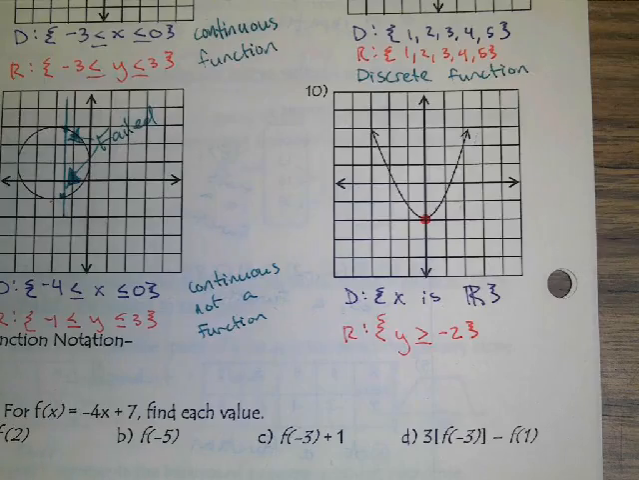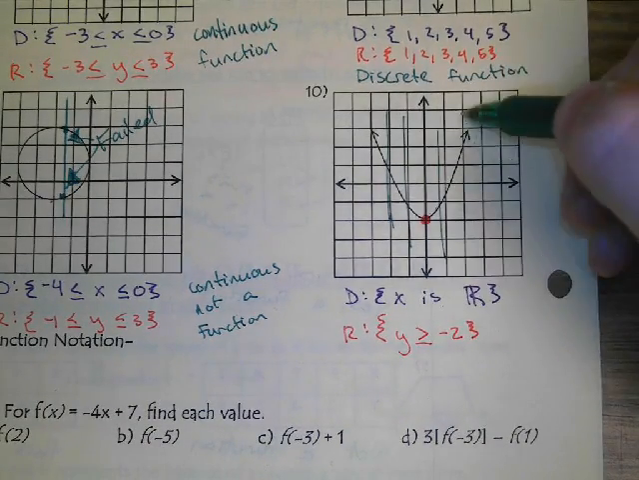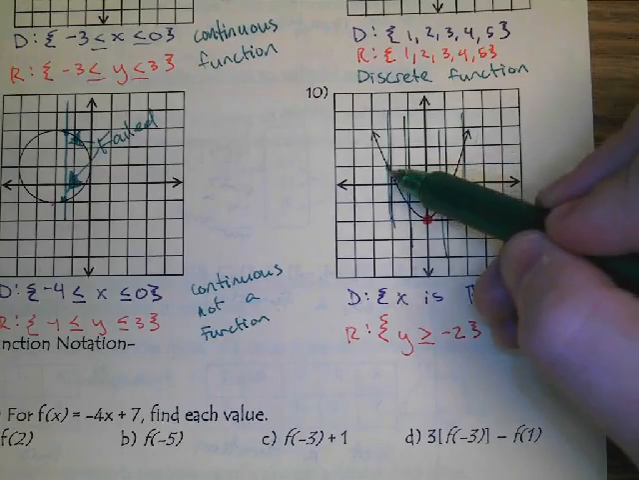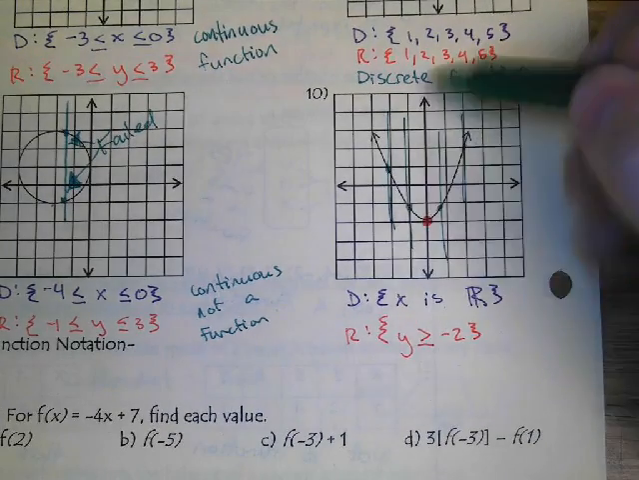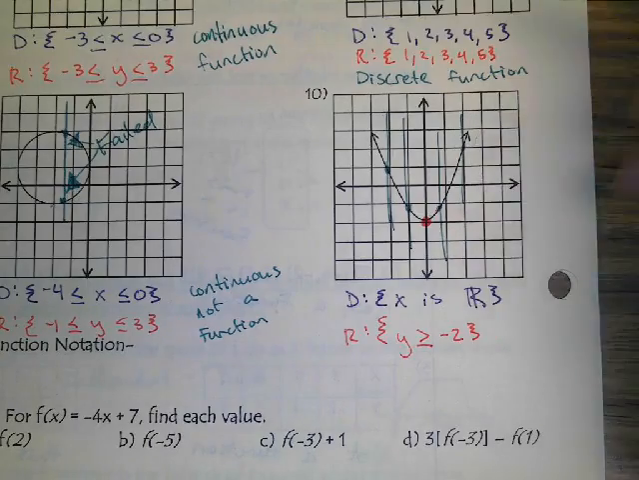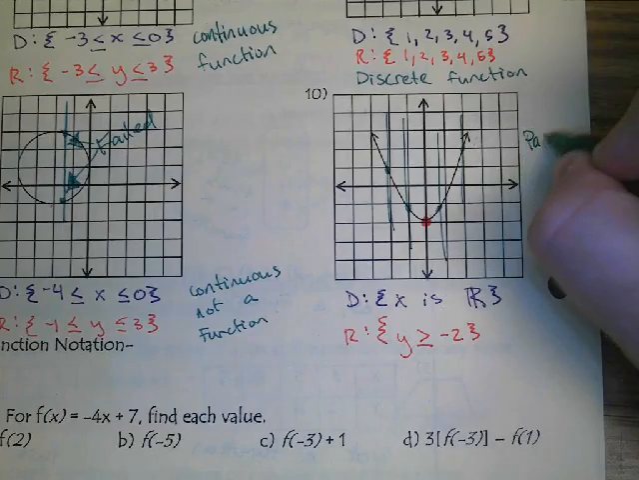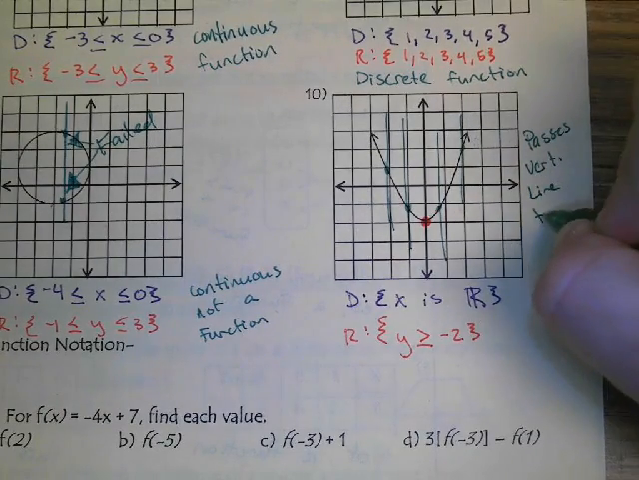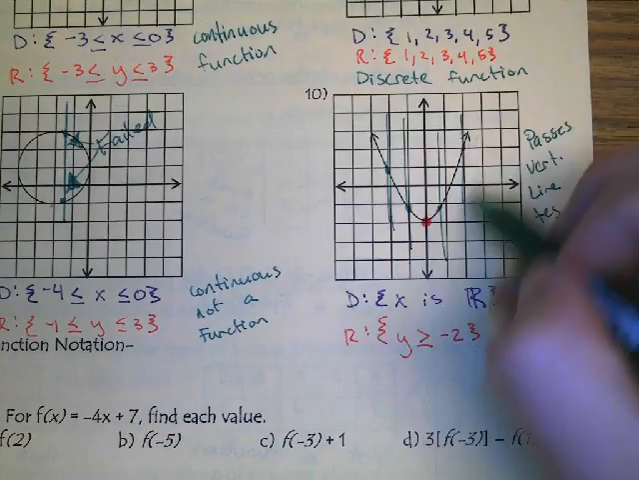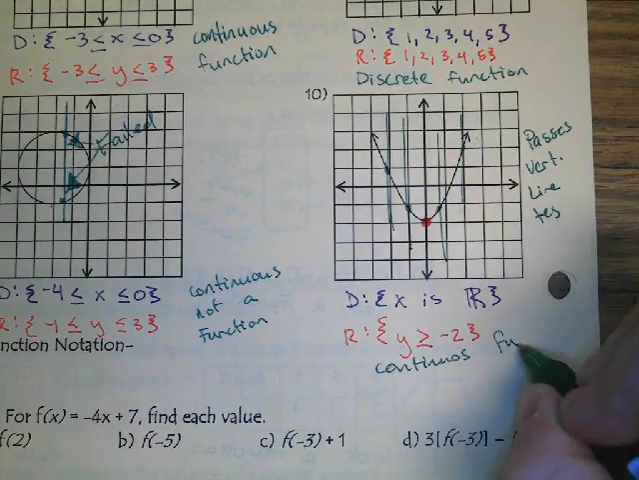Now, does it pass our vertical line test? Well, if I drew vertical lines, does it ever touch the graph twice? No, it only touches once there, once there, once there, once there. So no matter where I draw a vertical line, at any point, anytime I draw a vertical line, it only passes once. So we can say it passes. So it is a function, and it's all connected dots, so we'll say continuous function.